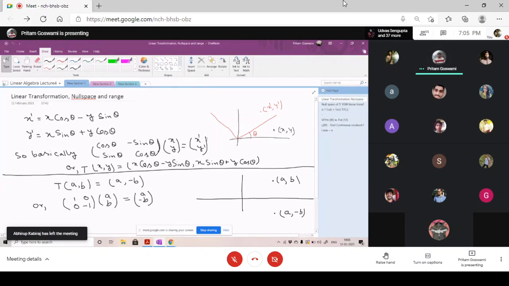Suppose here the black coordinate is the initial coordinate, and after I rotate the axis with a degree theta, this point x comma y becomes x dash comma y dash. I guess all of you know what will be x dash in terms of x and what will be y dash in terms of y, right?